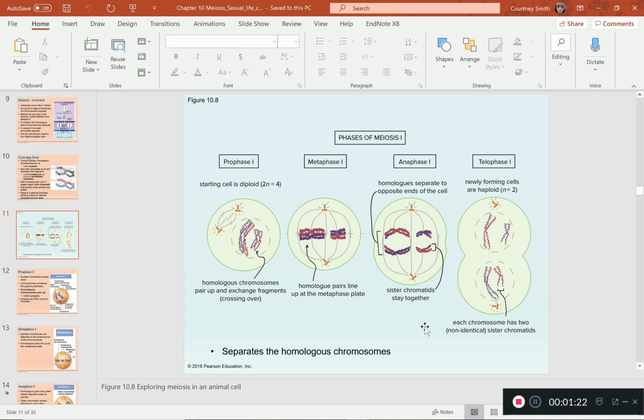In meiosis 1, we have prophase 1, metaphase, anaphase, and telophase 1, followed by cytokinesis. In each one, it's a little different. The big difference between meiosis and mitosis is that in meiosis, in prophase 1, something happens called crossing over. This is where the DNA will exchange whenever they touch.